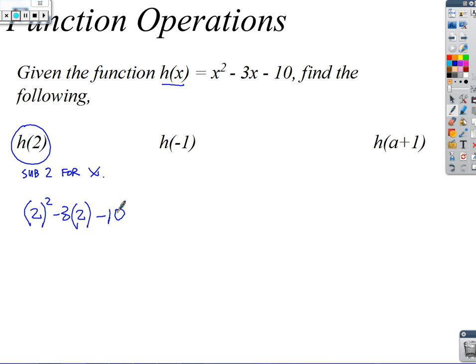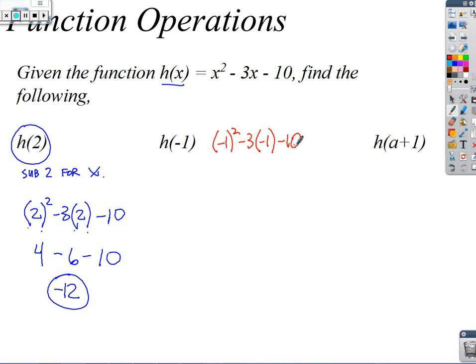Now you can obviously use a calculator for this, and the hint would be that if you are going to, you must use parentheses. You'll see why in part B. However, you could also do the math. 2 times 2 is 4, minus 6, minus 10. So 4 minus 6 is negative 2. Negative 2 minus 10 is negative 12. Best answer. And h of negative 1, now I'm substituting negative 1 into my function.